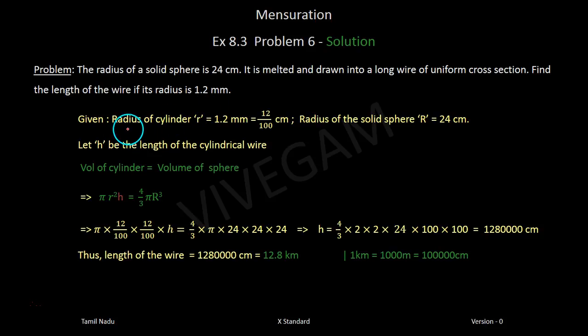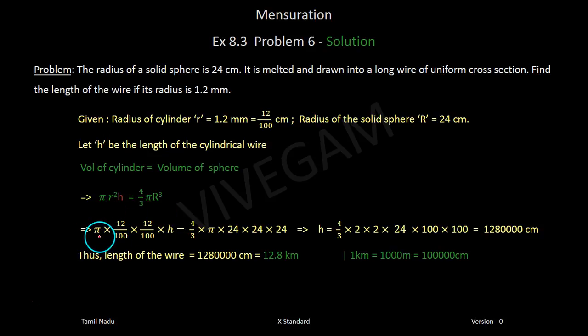Okay, the solution. The radius of the cylinder, basically it's a wire, as I told, it's cylindrical in shape, so we are taking it as a cylinder, is 1.2 mm, that is 12 by 100 centimeter. The radius of the solid sphere is 24 centimeter. Let h be the length of the cylindrical wire. So volume of the cylinder equals volume of the sphere, or pi r squared h equals 4 by 3 pi r cube.